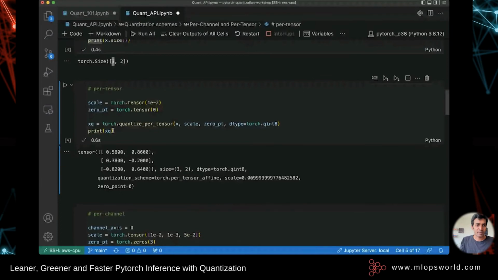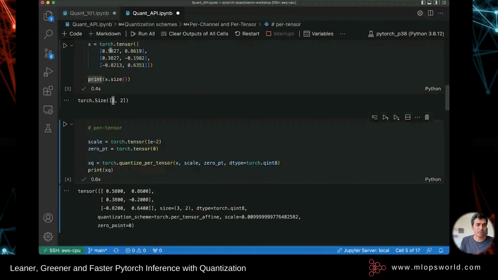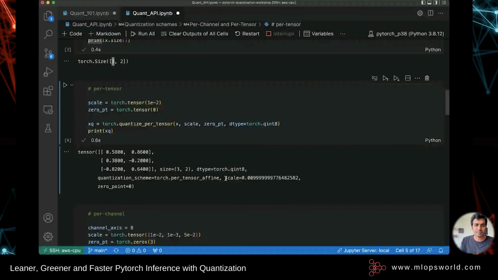You can compare our input and the output. 5827 has become 5800. 6351 has become 6400. And you can see what the scale and zero point Q params used for this quantization were. All of these things are wrapped in the quantized tensor, so this makes it really easy to dequantize the value. In fact, these are the dequantized values that you're seeing, because the actual quantized values are integers.